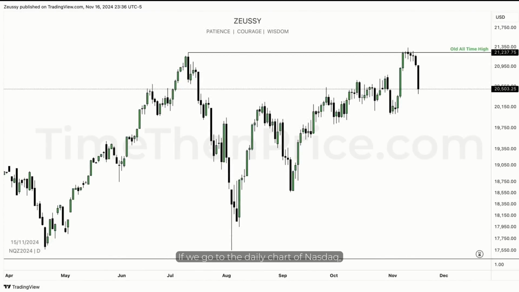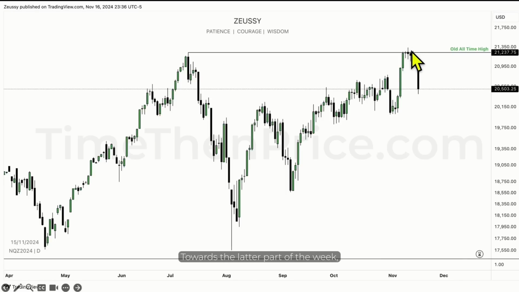If we go to the daily chart of Nasdaq, what I want you to see is that last week during the US elections, Nasdaq was repriced towards the old all-time high. When we saw this quick repricing higher taking place towards that buy-side liquidity objective, the market began consolidating. This can be anticipated when such a key time-based liquidity objective gets reached.